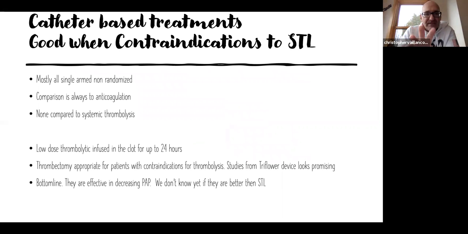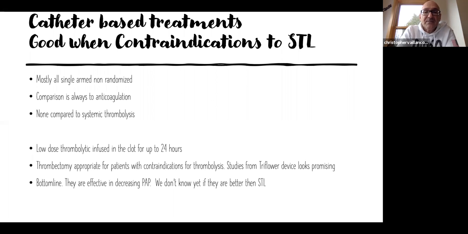I'm just going to talk a little bit about catheter-based treatments. I think they're a really good consideration for your sick patients when there's a contraindication to systemic thrombolysis. The problem with all of them is the papers have mostly compared them to heparin alone. There hasn't been a thrombectomy trial or a catheter-based thrombolysis trial that has been compared to systemic thrombolysis. So we don't really know. I can say this with certainty, they all work, and they all work very well.